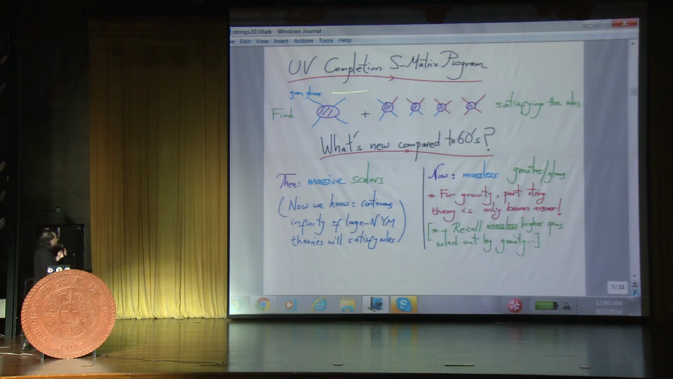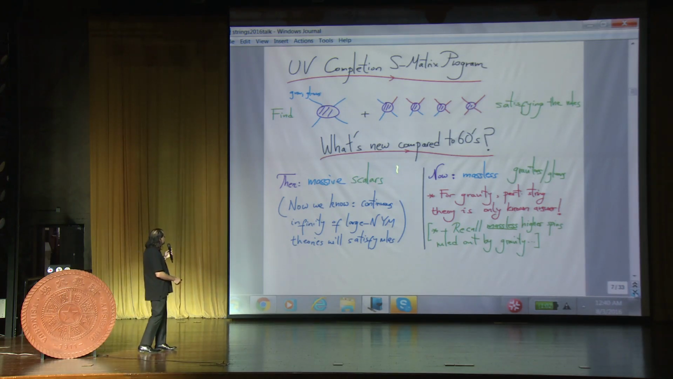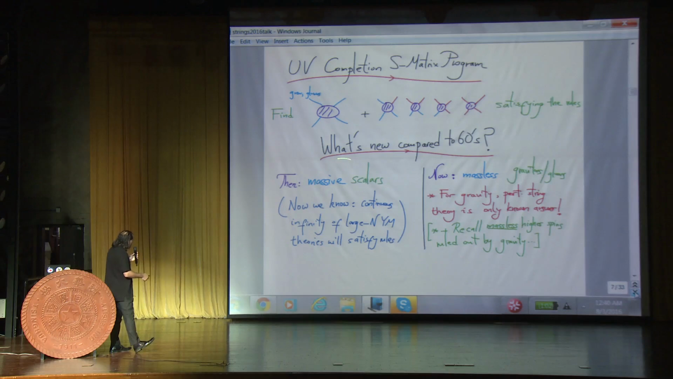What's new in this UV completion S-matrix program compared to the 60s? Well, in the 60s, people were really interested in the amplitude for massive scalars, and they hoped that they would be able to determine that from consistency conditions. Now we know there's a continuous infinity of such scattering amplitudes. Any large N Yang-Mills theory with glueballs at the bottom will satisfy the rules.